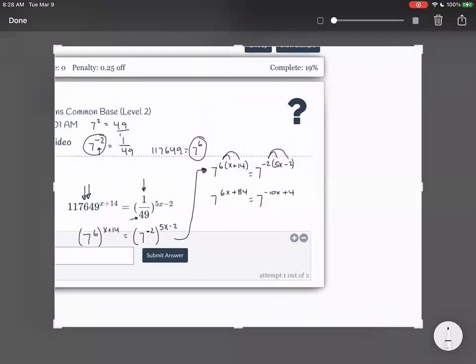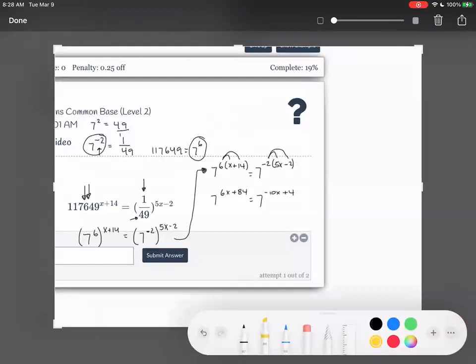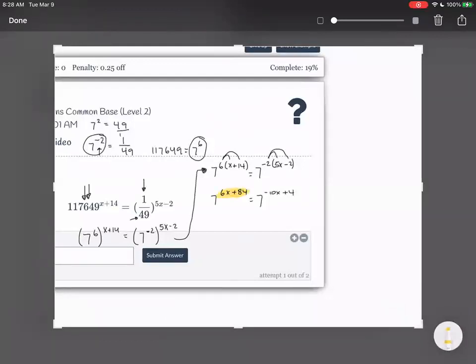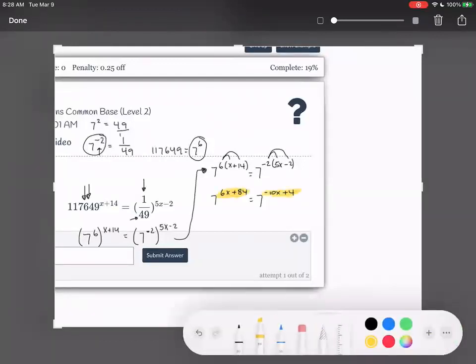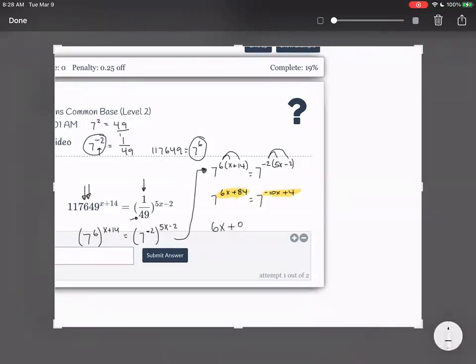And so this is what we have. So now we have a common base for both of them, that common base being 7. And so since we have them written with their common bases, we can now set their exponents equal to each other. So those are the exponents, the things that I just highlighted, and I'm just going to write them.